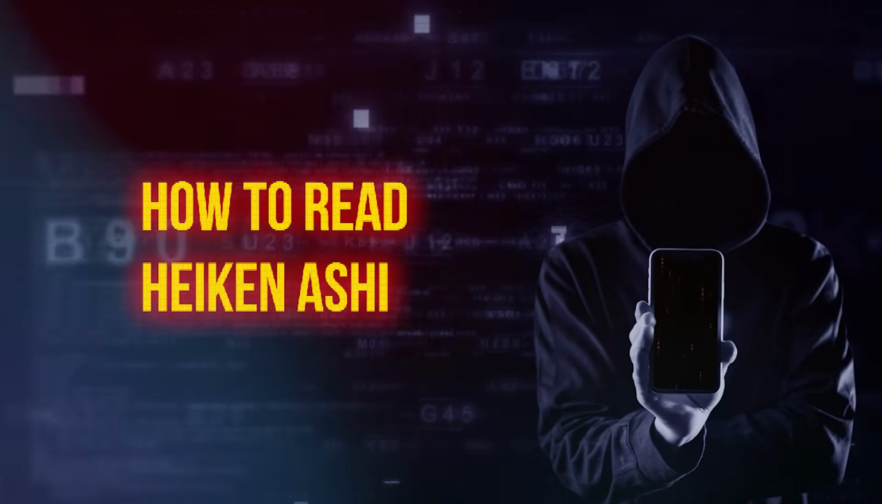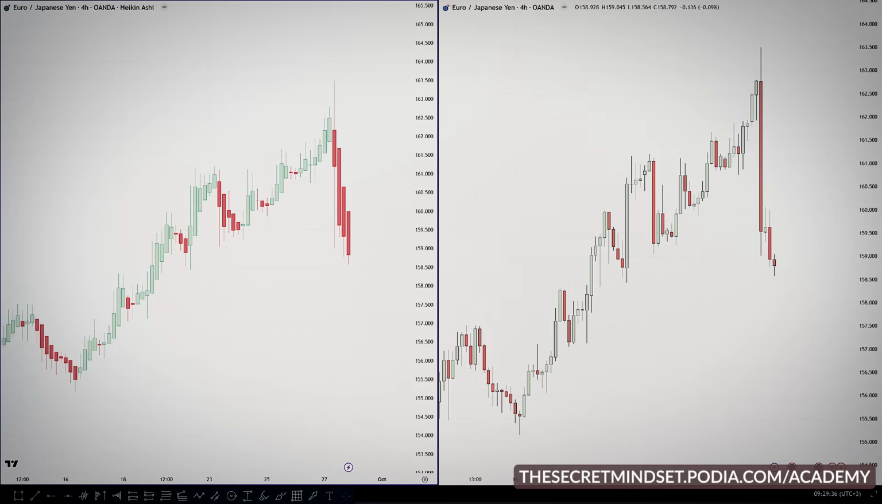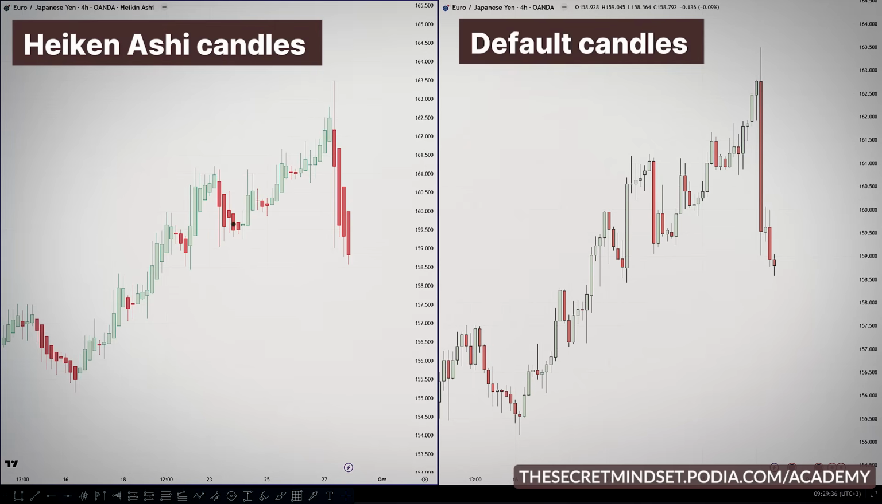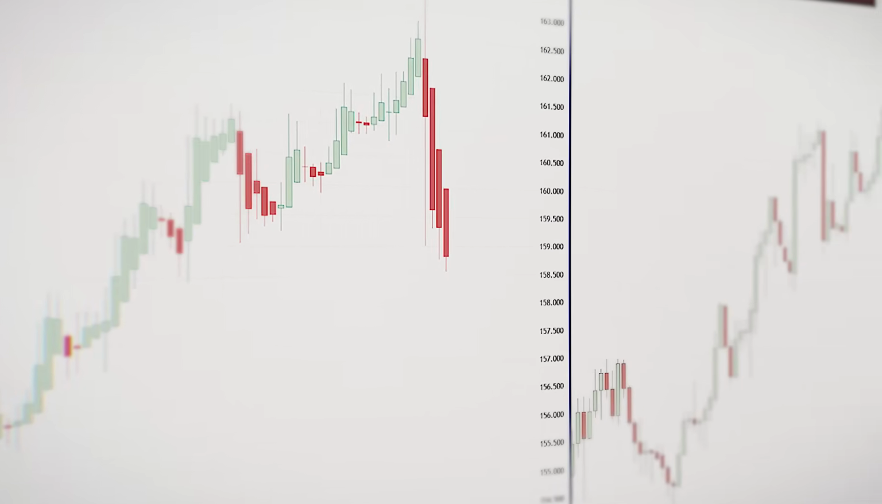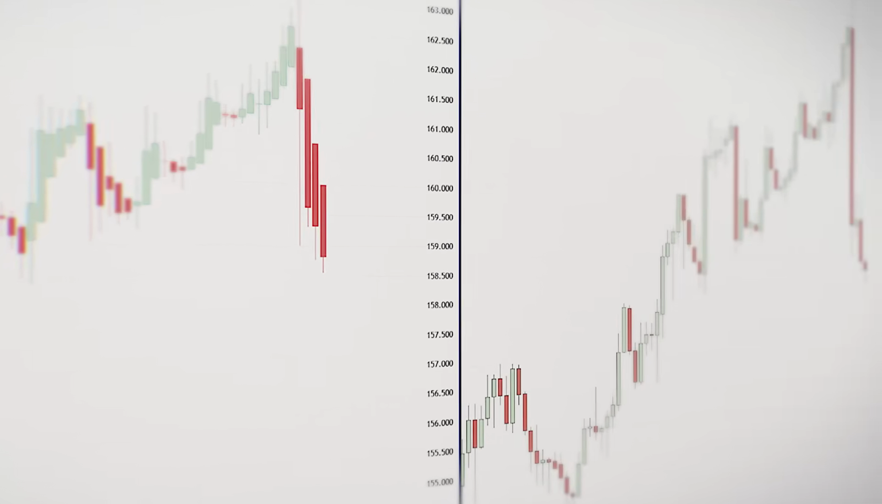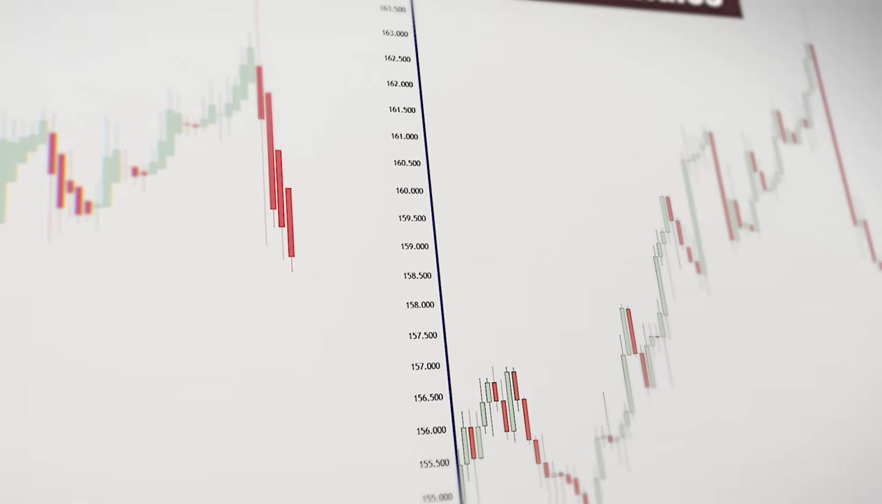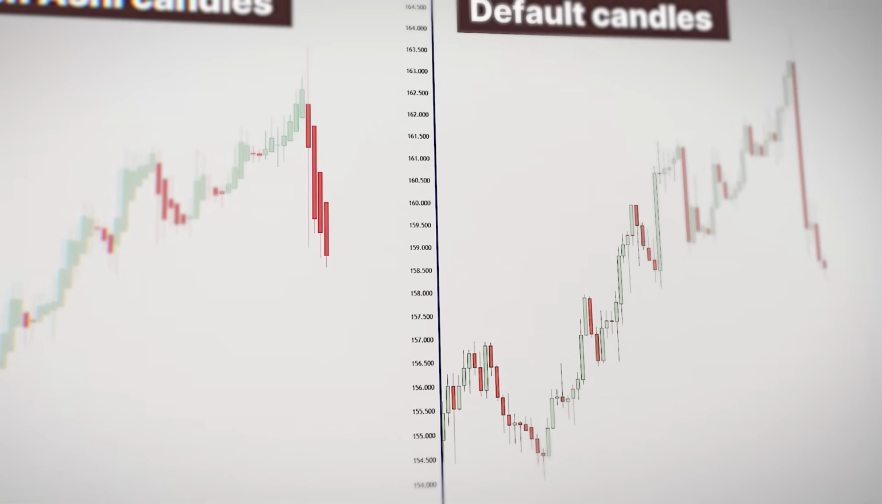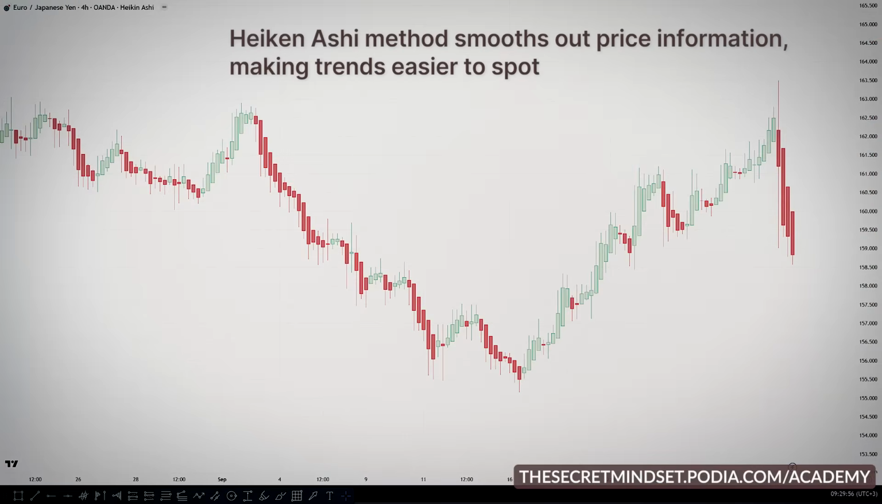So Heikin Ashi candles offer a unique way to view price action, helping you spot trends and remove a lot of the market noise. They differ quite a lot from traditional candlesticks. Traditional candlesticks show the open, high, low, and close prices for a given time period. Heikin Ashi candles, on the other hand, use a different calculation method. This method smooths out price information, making trends easier to spot.